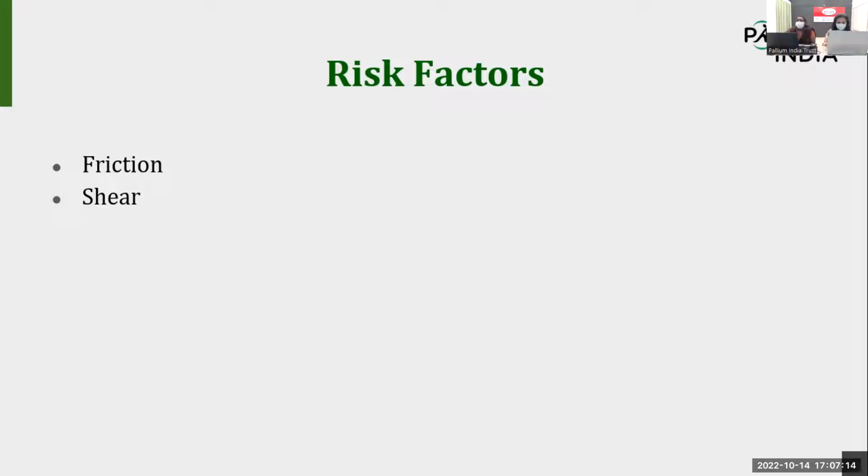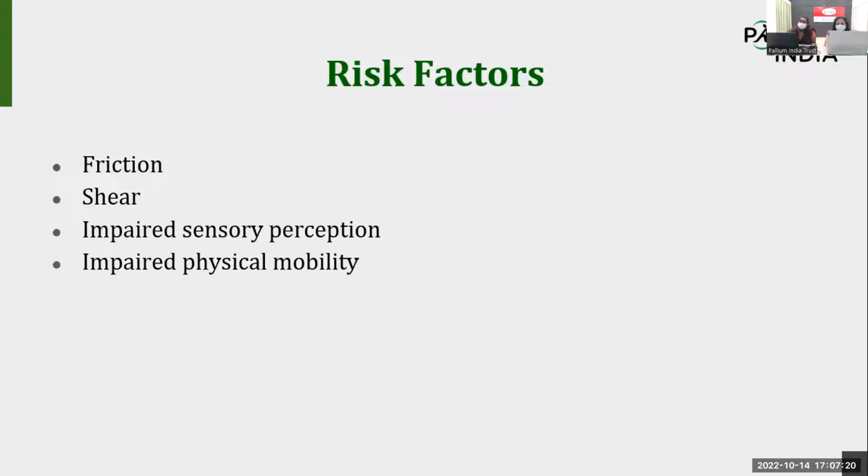So there is a chance of tissue injury, deep tissue injury. So that also we can avoid. And impaired sensory perception and impaired physical mobility. Just for paraplegic patients, they are not able to sense the lower part of the body, but they are able to sense their upper part of the body. Here, if they want to change the position, so they know they need to change the position.